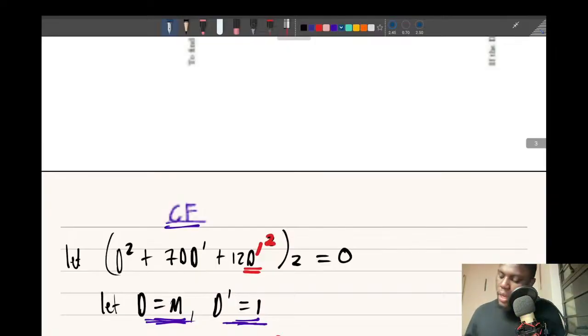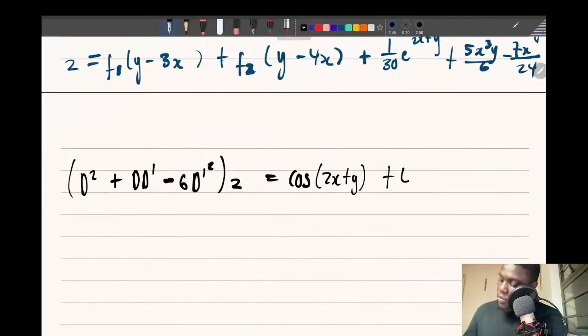5B: d squared plus dd prime minus 6d squared of z. D squared minus d prime plus 6d squared all of z. Or it's actually plus and minus. Cos 2x plus y plus 4x plus 7y. Cos 2x plus y plus 4x plus 7.